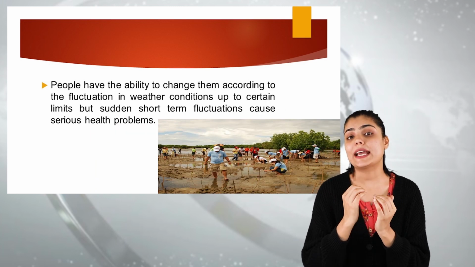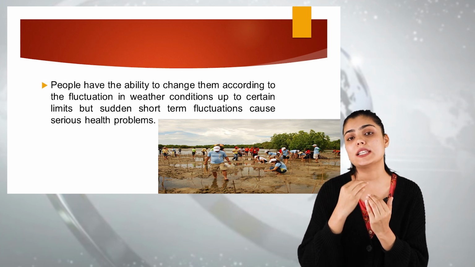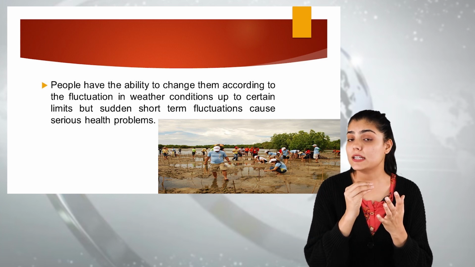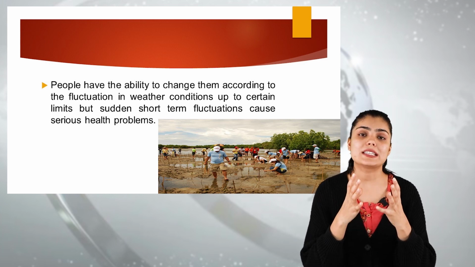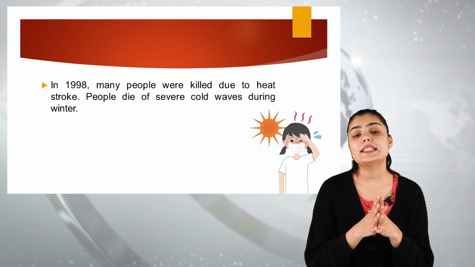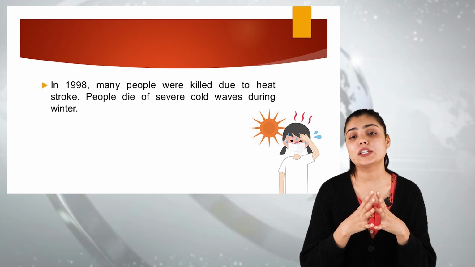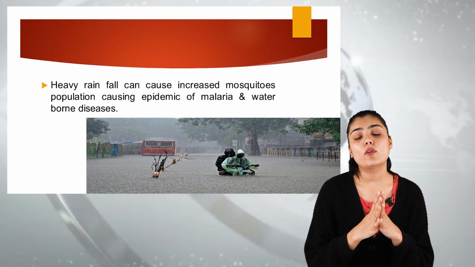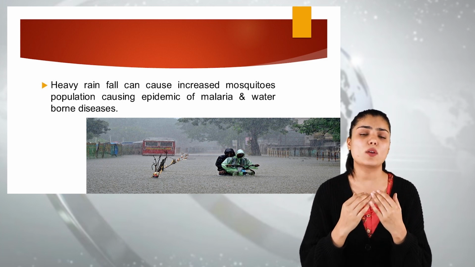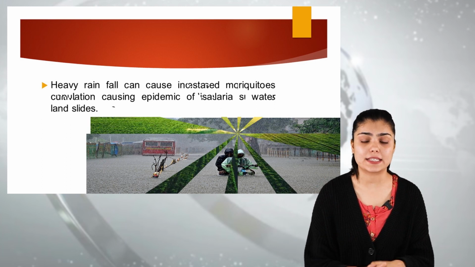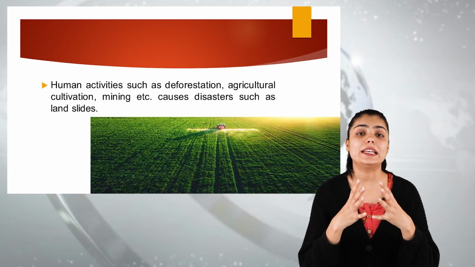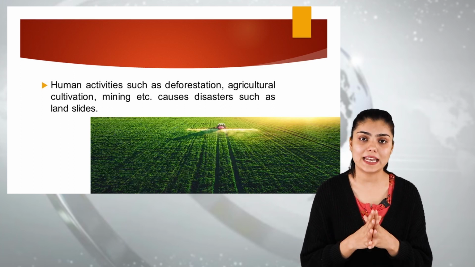As I said, human beings are able to adjust to certain climatic changes, they adjust and even survive in such changes. But when there is a sudden short-term fluctuation, it causes serious health problems and sometimes it can be fatal. In the year 1998 also, many people died due to heat stroke. Heavy rainfall can lead to mosquito breeding in high numbers and also cause epidemics and the spread of various other diseases. Various human activities such as deforestation, cultivation, agriculture are leading to various problems such as landslides.